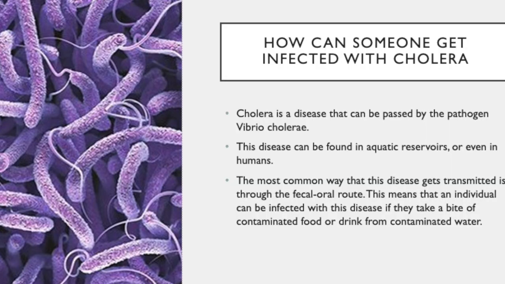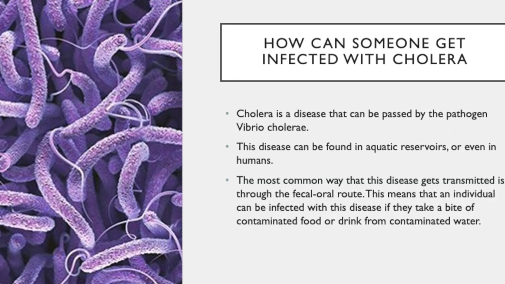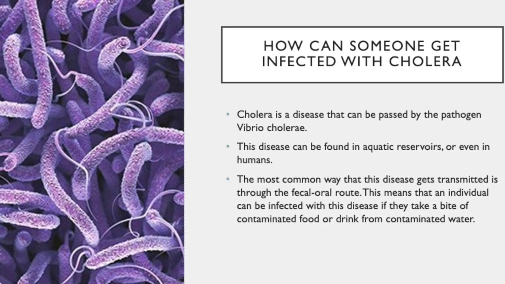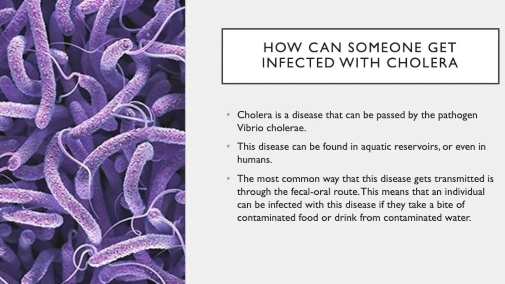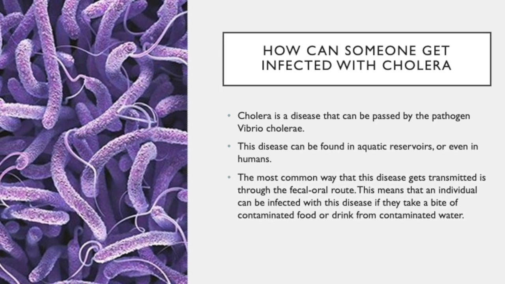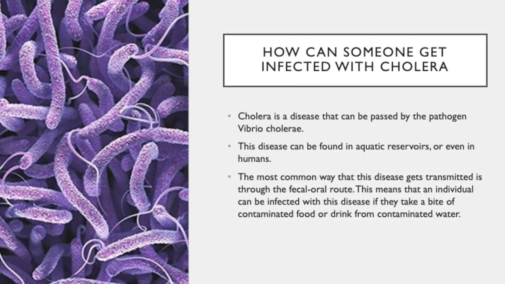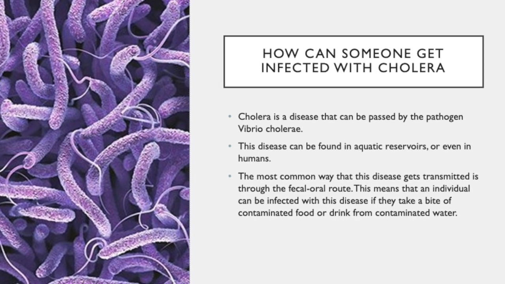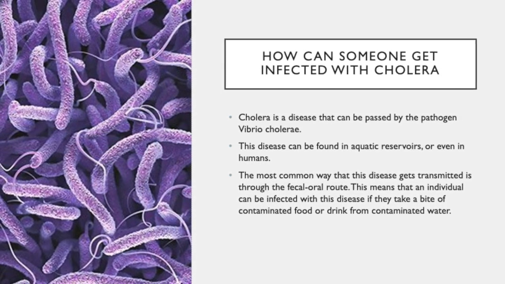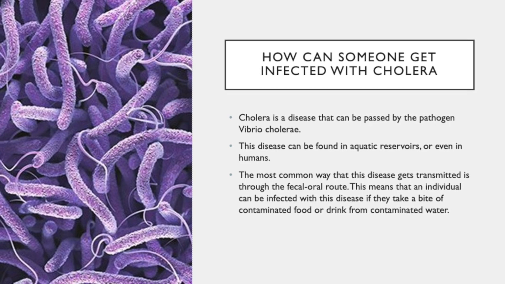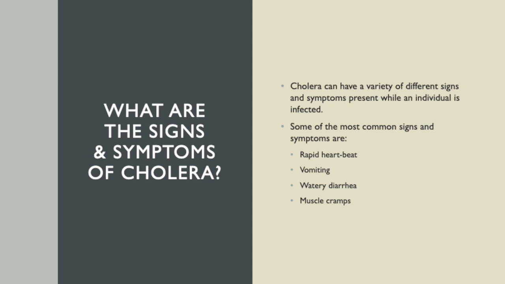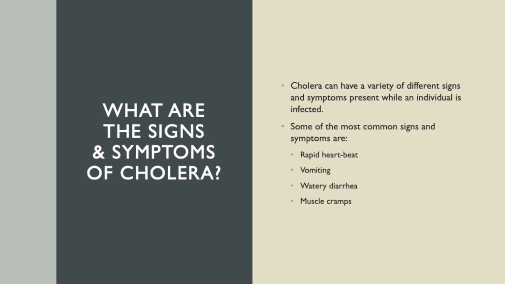How can someone get infected with cholera? So the pathogen Vibrio Cholerae is the pathogen that causes the disease cholera. This disease can be found in aquatic reservoirs or even in humans. The most common way that this disease gets transmitted is through the fecal-oral route. This means that an individual can be infected with this disease if they take a bite of contaminated food or drink from contaminated water.